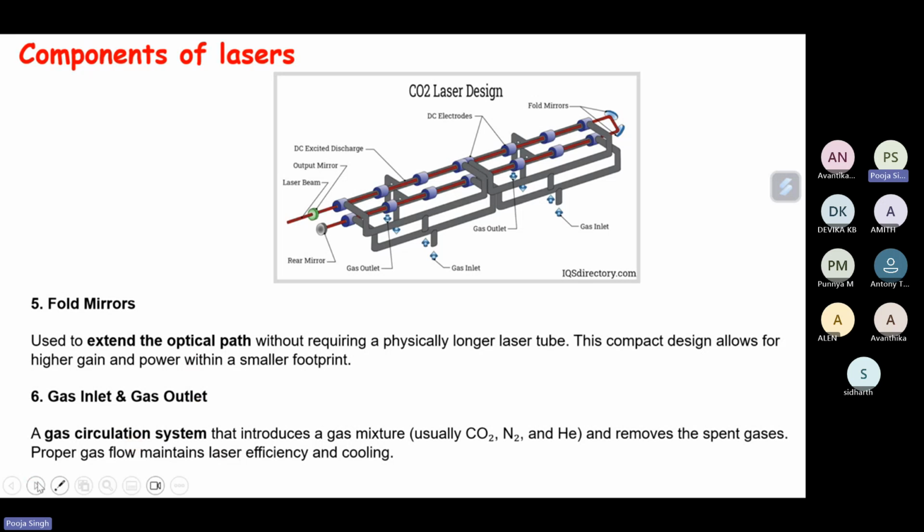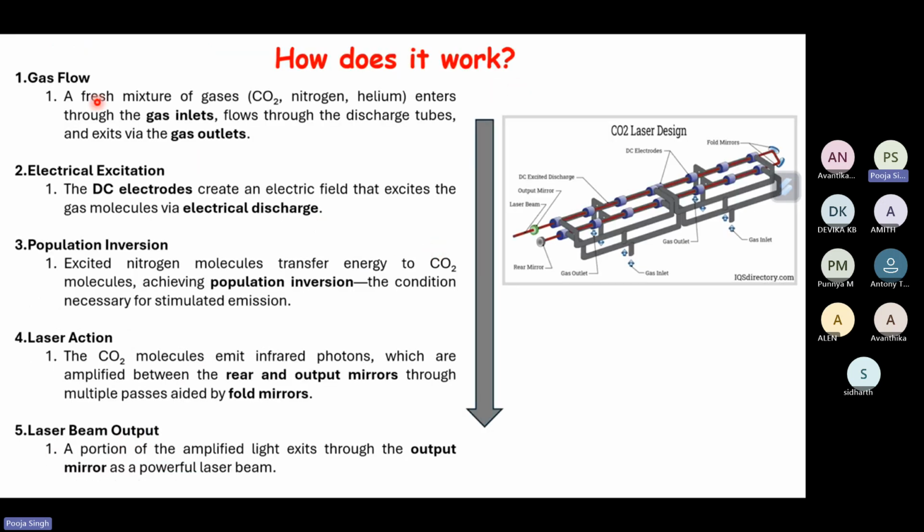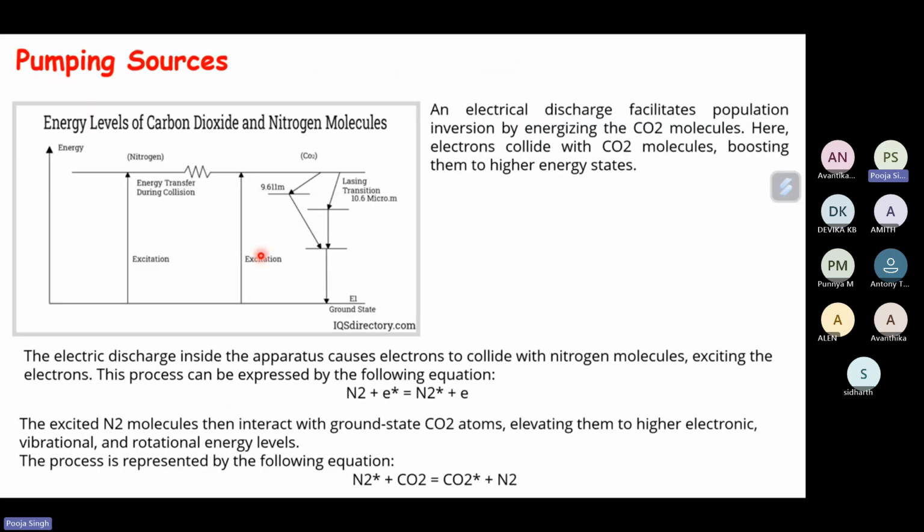Okay, now next, how it basically works. The gas will flow in, then electrical excitation occurs, then population inversion, then laser action, and the laser beam output forms. So this is the transition, where you have a ground state, then excitation occurs. First, we introduce nitrogen. We add some mixture of nitrogen also. The electric discharge facilitates the population inversion of the CO2 molecule, and the nitrogen boosts the CO2 molecule to undergo a higher energy state.